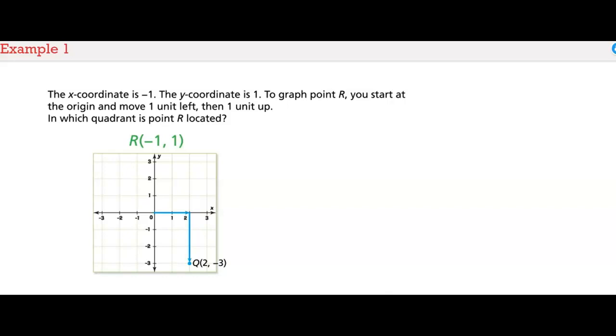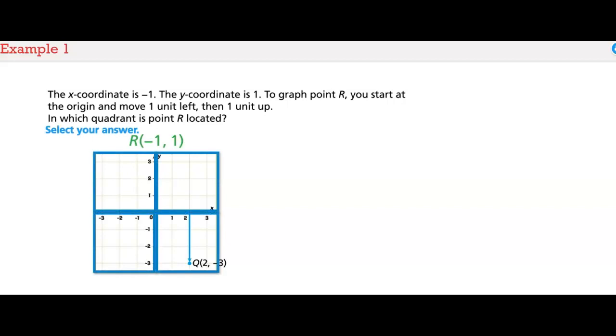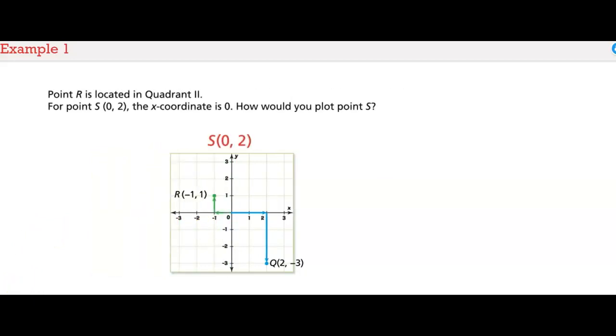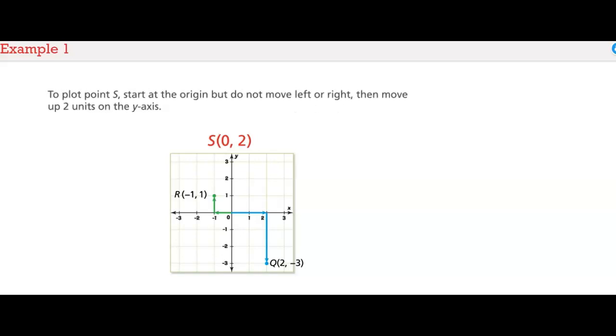In which quadrant is point R located? Select your answer. Point R is located in quadrant 2. For point S (0, 2), the x-coordinate is 0. How would you plot point S? To plot point S, start at the origin, but do not move left or right. Then move up 2 units on the y-axis.